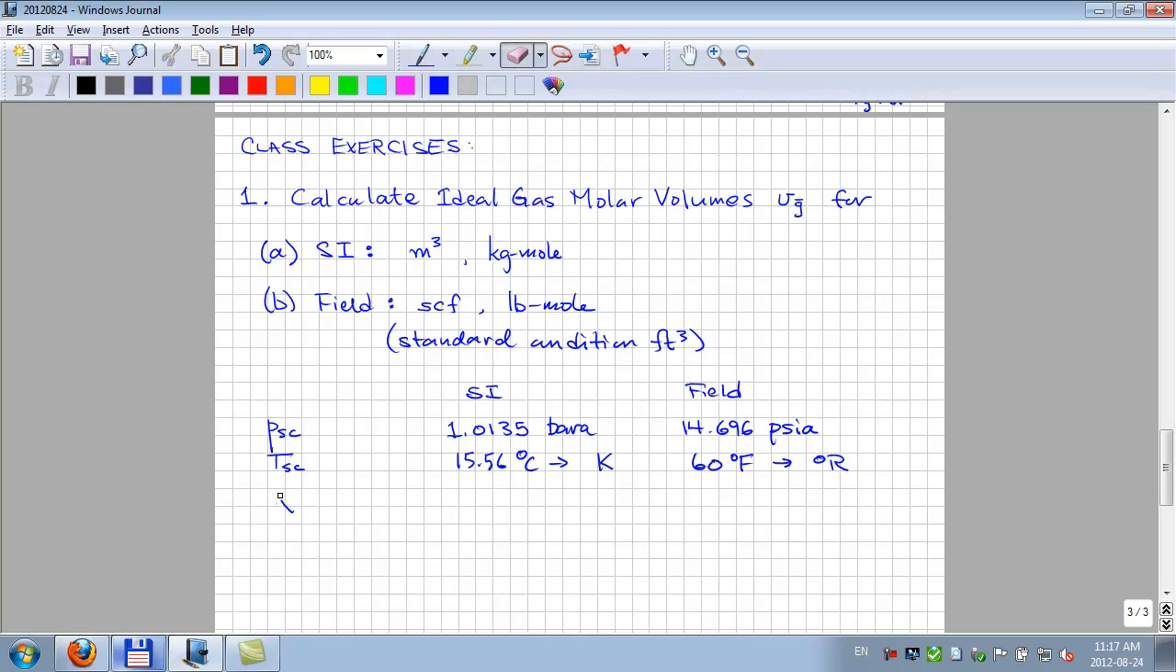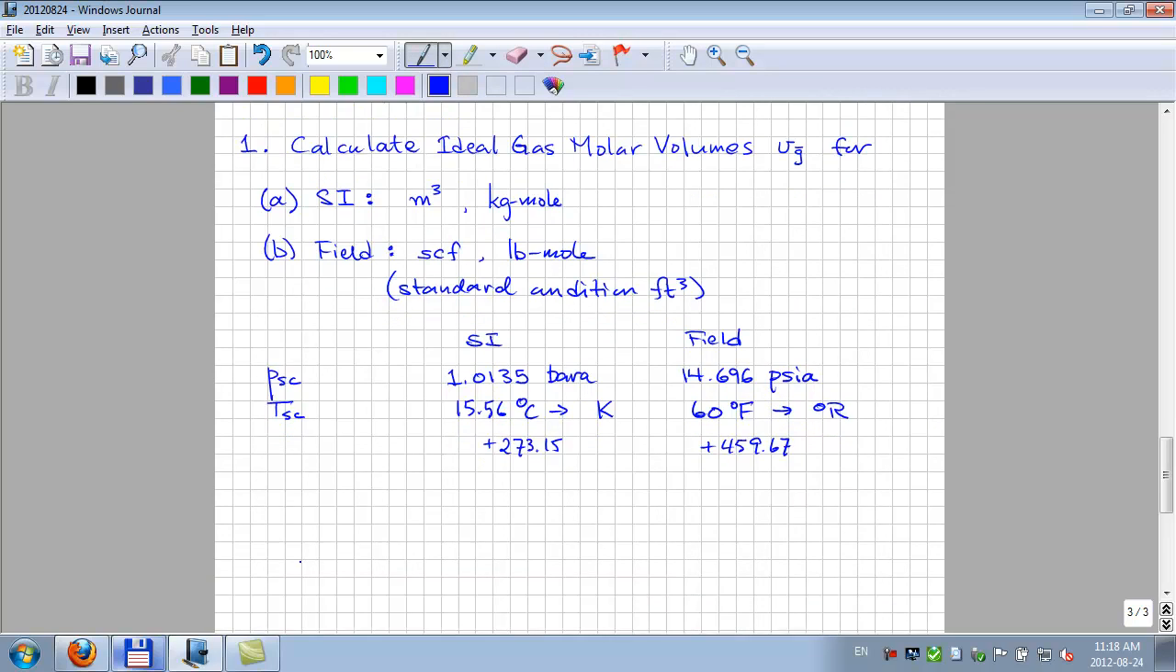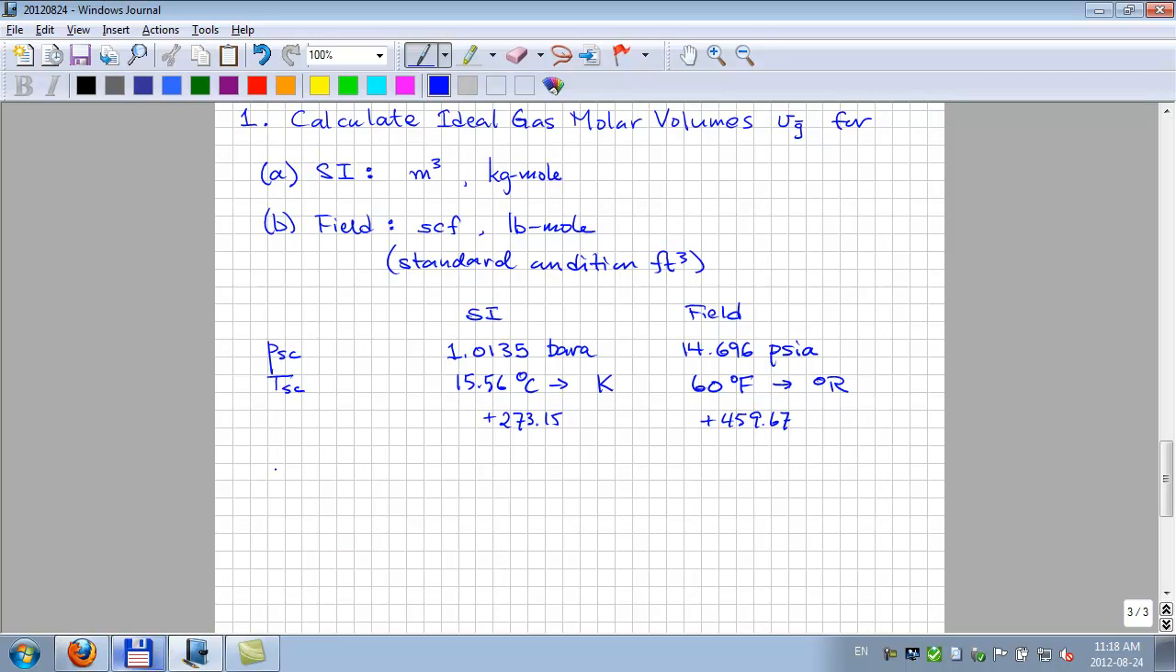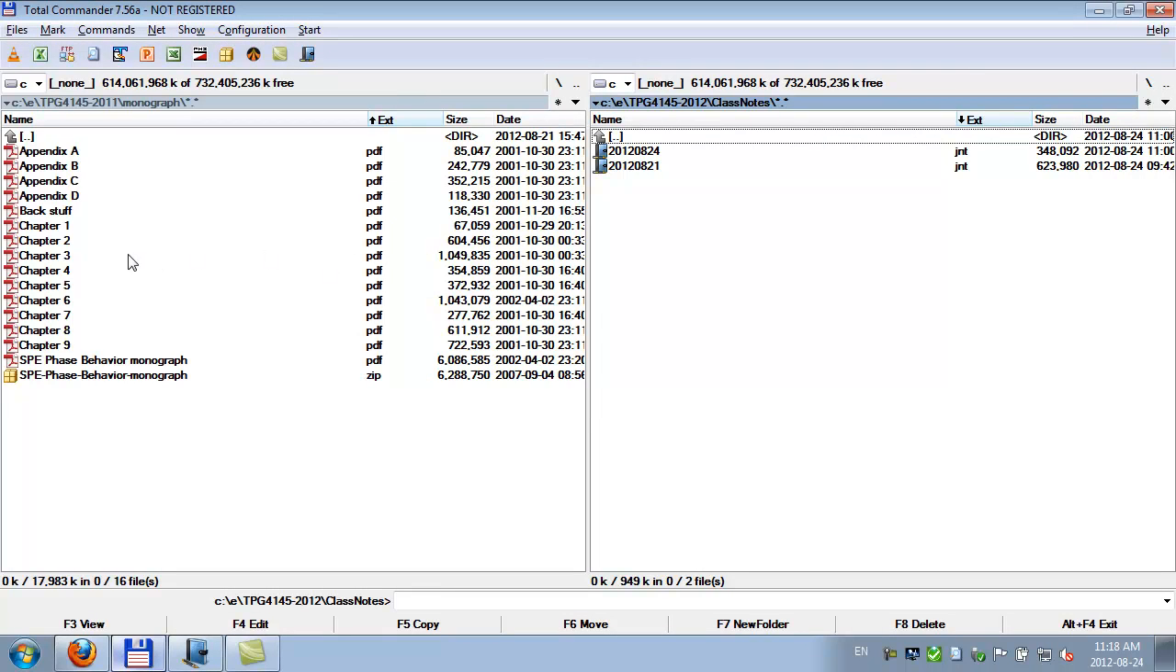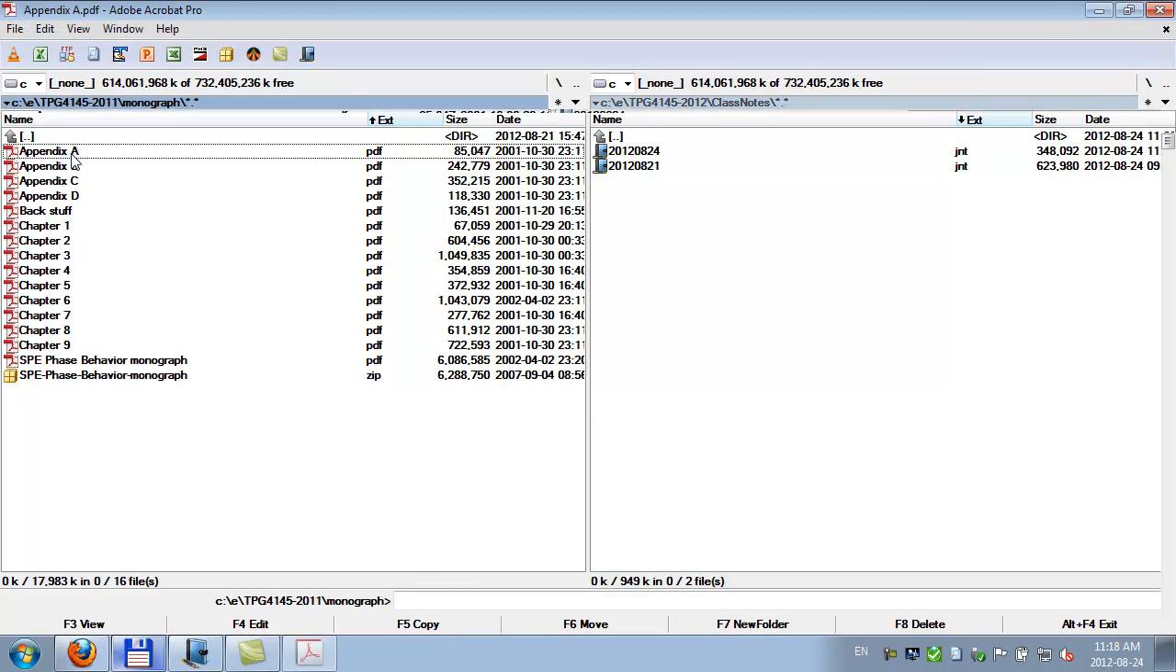You'll do that by adding 273.15 and adding 459.67. That's the conversion you need. And then you've got the gas constant. That was 8314.4, I think. And maybe it's safest to go to the appendix here to pick these numbers up.